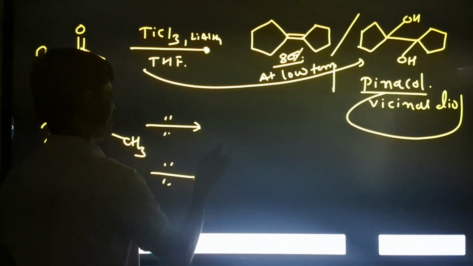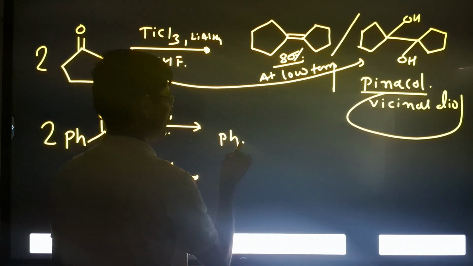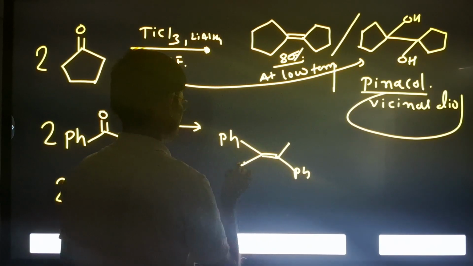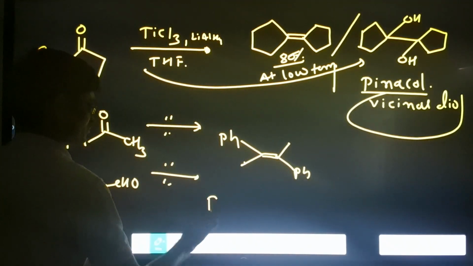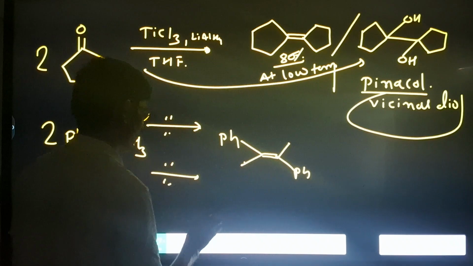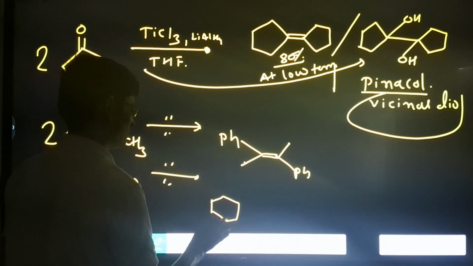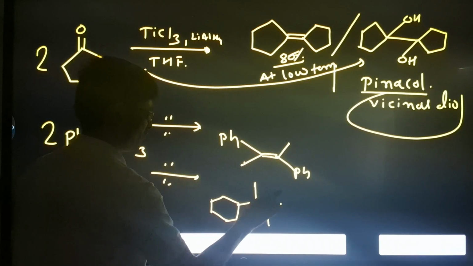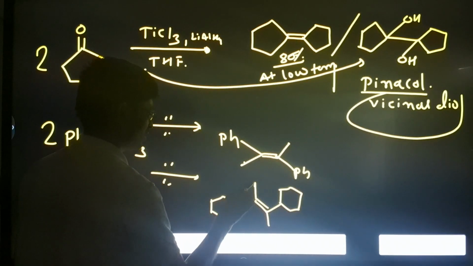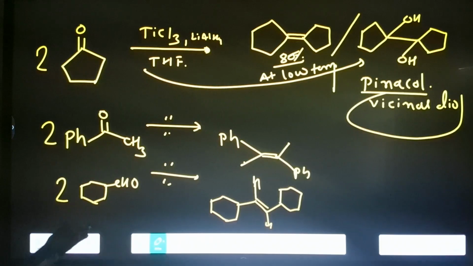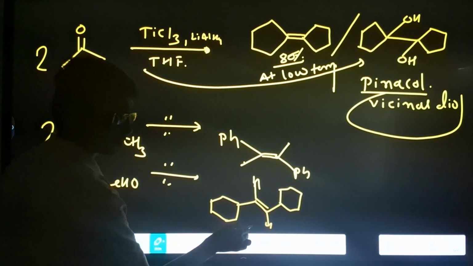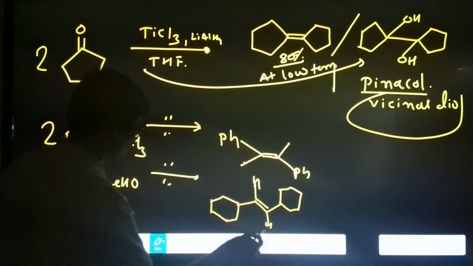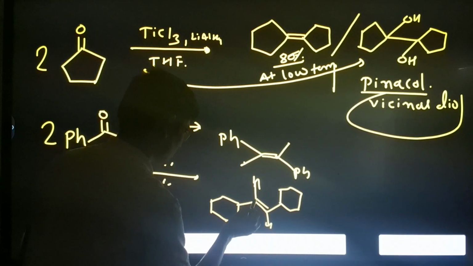So what happened here? Phenyl, again C double bond, again here phenyl, CH3. Again benzaldehyde or cyclohexane carbaldehyde. This cyclohexane is as it is. A bond is formed between carbon and carbon, generating again a 6-member cyclic compound. This H and this H are as they are. How many carbon atoms here? 7. How many here? 7. Together that is 14.